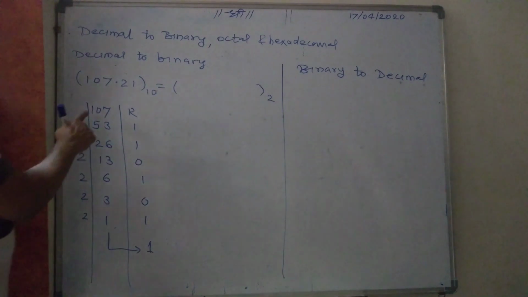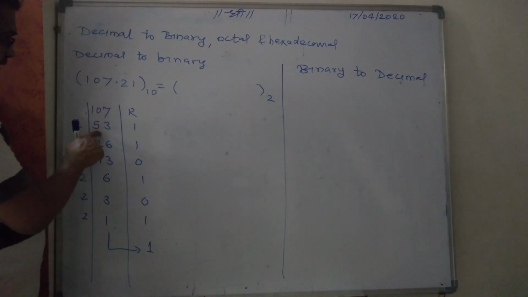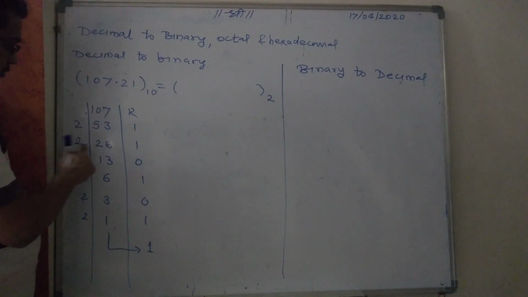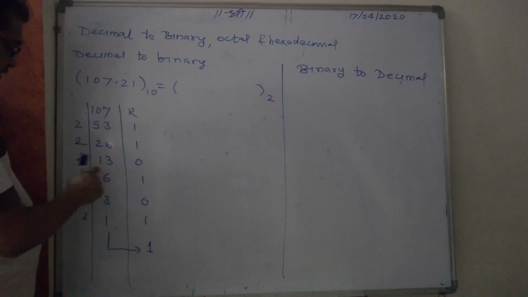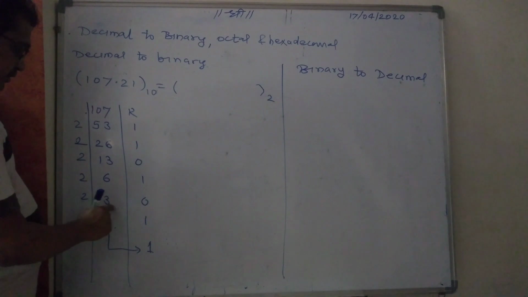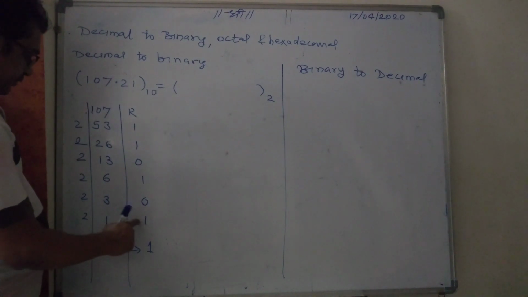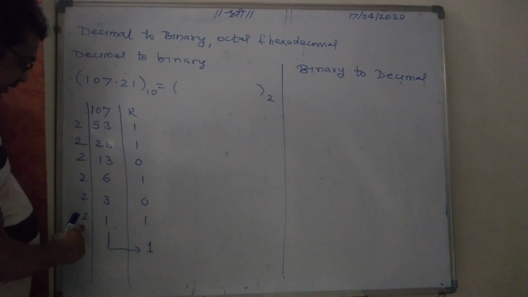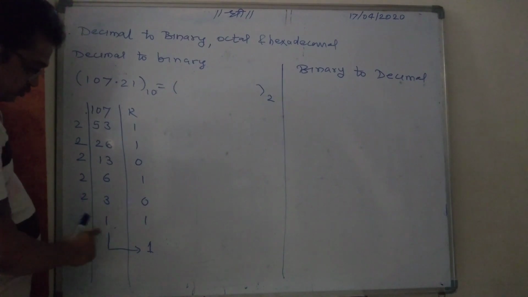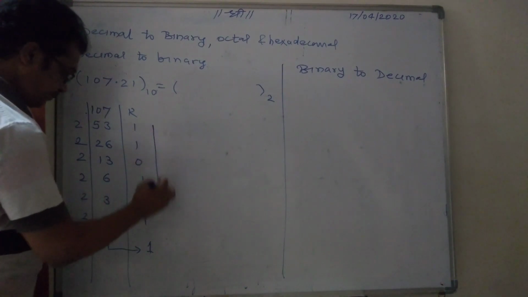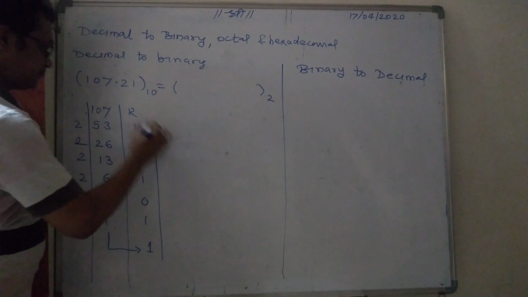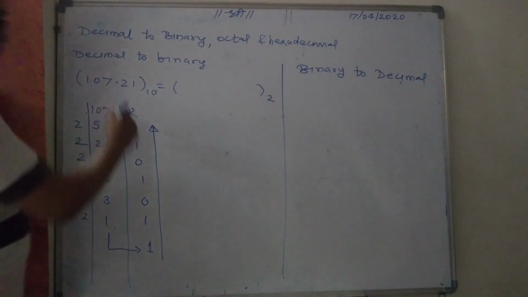So 107 by 2, 53, remainder 1. 53 by 2, 26, remainder 1. 26 by 2, 13, remainder 0. 13 by 2, 6, remainder 1. 6 by 2, 3, remainder 0. 3 by 2, 1, remainder 1. Now 1 cannot be divided by 2, so carry this 1 here. We have to write the number in upward fashion. This is for the integer part, and now for the fractional part.